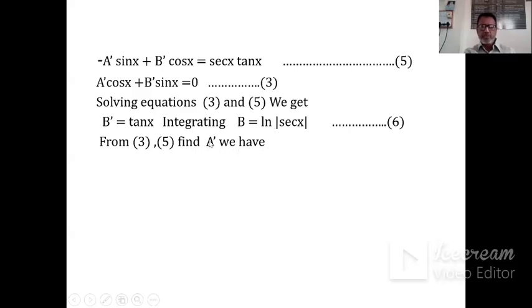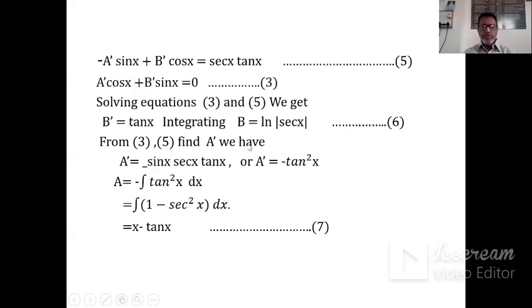Now from 3 and 5, find A dash. We have A dash is equal to sin x sec x minus sin x sec x tan x, or A dash is equal to minus tan square x. We write this sec x as 1 upon cos x. Sin x upon cos x is tan x, which means it becomes minus tan square x. Integrating on both the sides, we get A is equal to minus integration of tan square x dx.